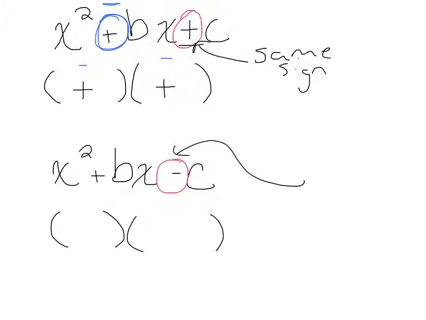If the sign of c is negative, that tells me that I have to have opposites in my factors. So one of these would have to be a positive and one of them would have to be a negative.